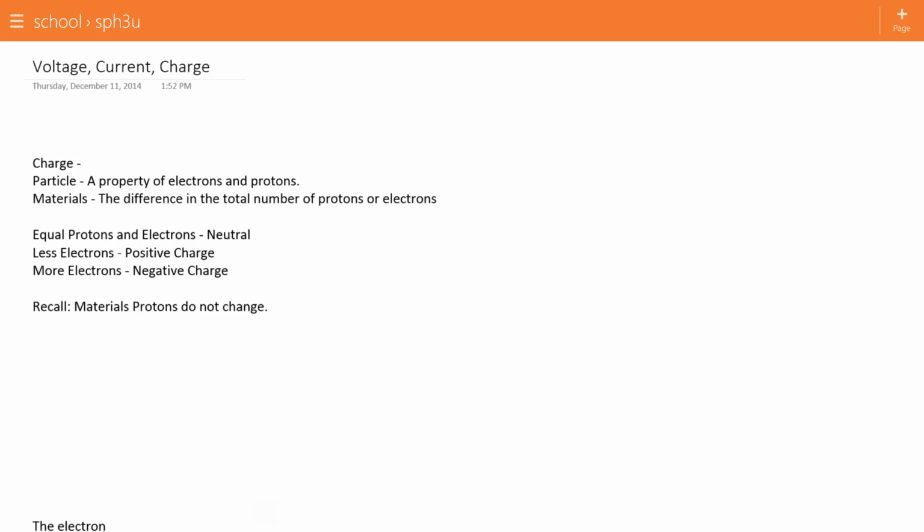Okay, this is the first lesson on voltage, current, and charge, in which we're going to deal with the main definitions of these terms. First, starting with charge. We can look at charge in two basic ways. From a particle idea, we can view electrons and protons as having an intrinsic property of charge.